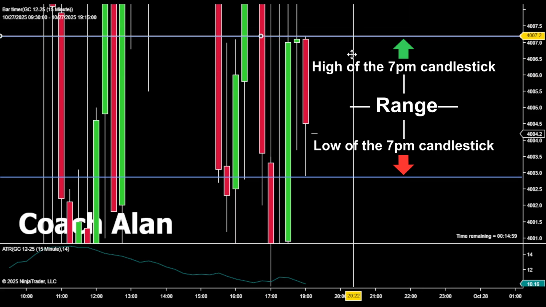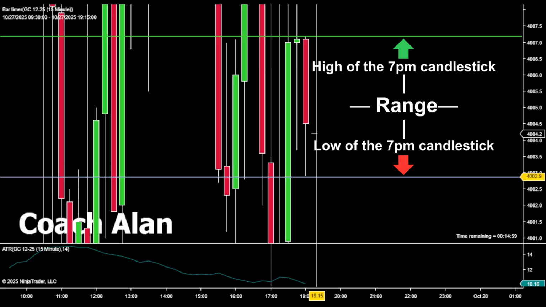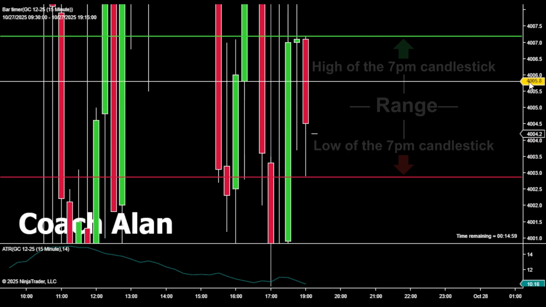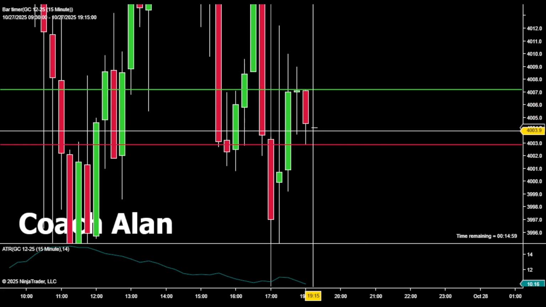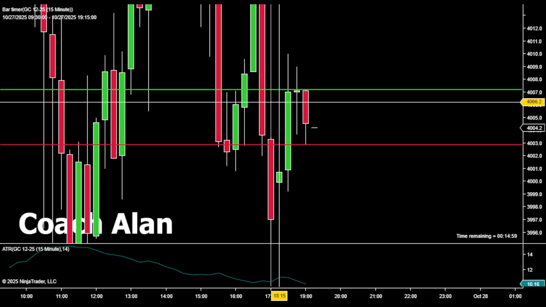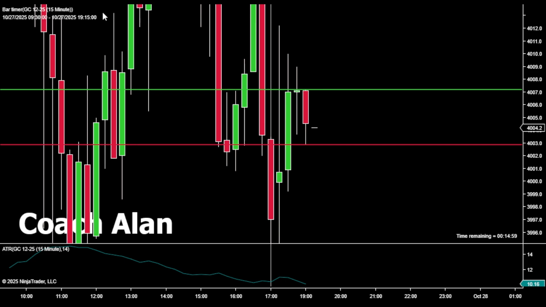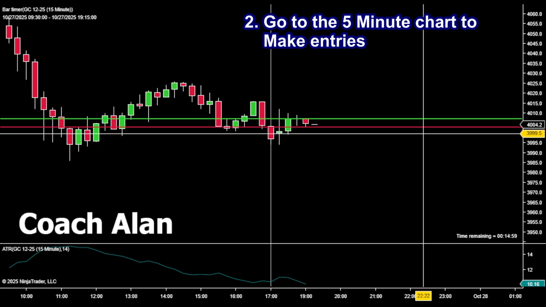Let me do one more thing. We're going to make this line green for our buy. And that's the high as well. And then we're going to make the bottom line red. That is the low. And that would be for us to go short. All right, so let's zoom back out. So we're going to mark that on the 15-minute chart. Once that is marked, we go back to the 5-minute chart, and that's where we're going to make our entries at.